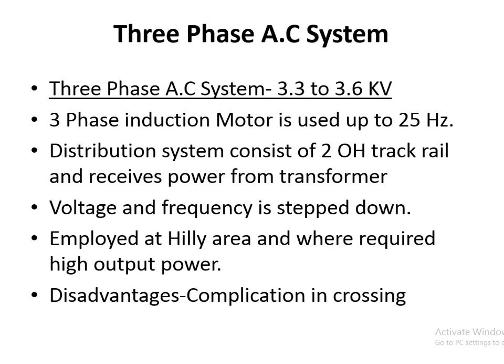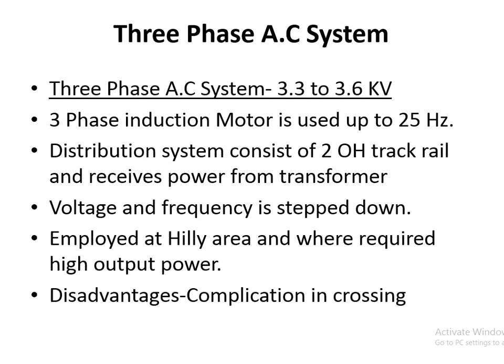Now here the distribution system consists of two overhead track rails and receives power from the transformer. Similarly the current collection can be done from the overhead lines, but here there are two overhead lines from which current can be collected. Here the voltage and frequency are stepped down, and normally this three phase AC system is employed in hilly areas where we need a high starting torque and high output power.